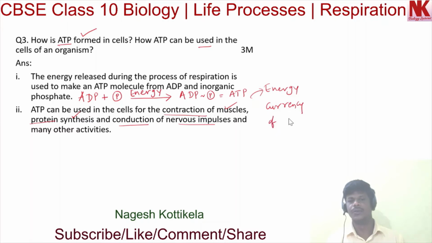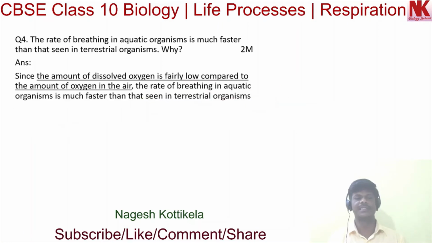So for all the activities in the cells, ATP is utilized. So this is how you can write the answer for this question. This question can be asked for 3 marks. Now, moving to the next question, that is question number 4. The rate of breathing in aquatic organisms is much faster than that seen in terrestrial organisms. So here is a comparison between aquatic organisms and terrestrial organisms.